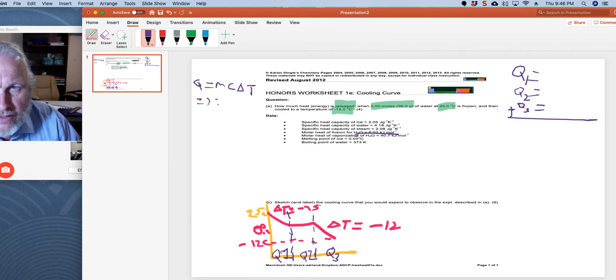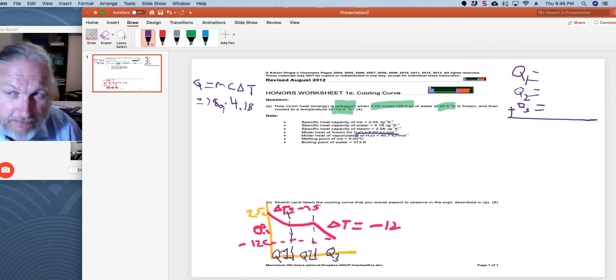36 grams. My handwriting's atrocious and this is not working right. There you go. Grams times, now let's see which specific heat. We've got to use the one for water, which is 4.18 joules per gram per degree K, or per degree C, because we already got the delta T. And if you need to, you can convert your Celsius degrees to Kelvin if that helps you out.